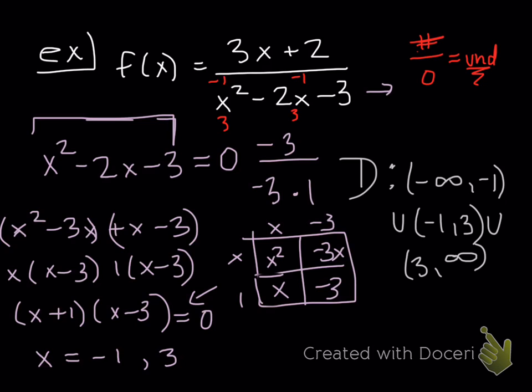Again, if we were to look at a graph of this, that's where you would see open dots. You would see an asymptote happening at those values. So again, we have to restrict those.